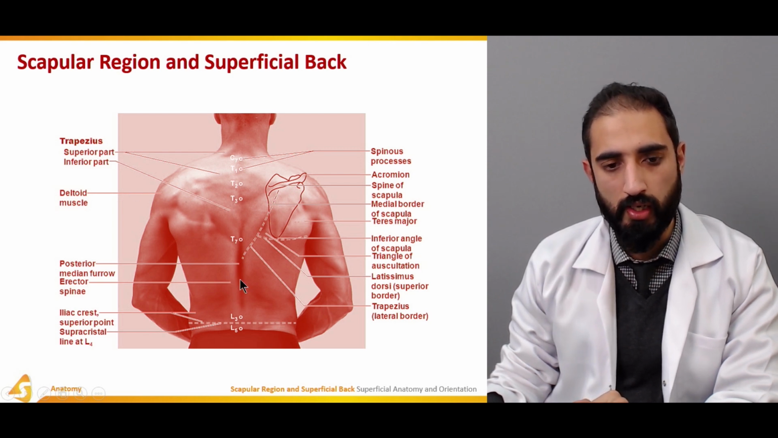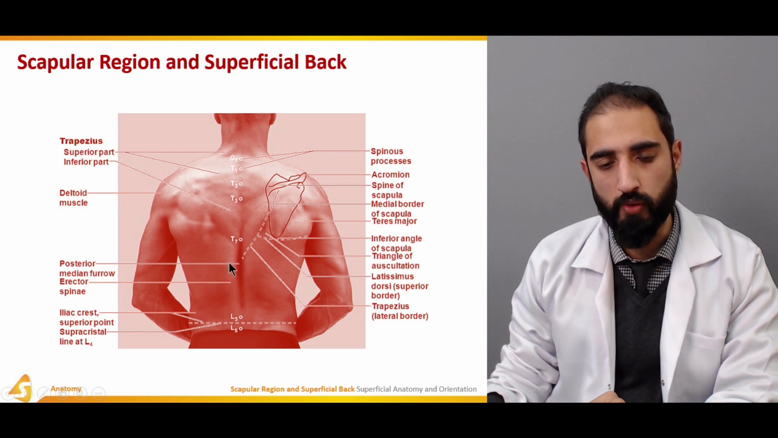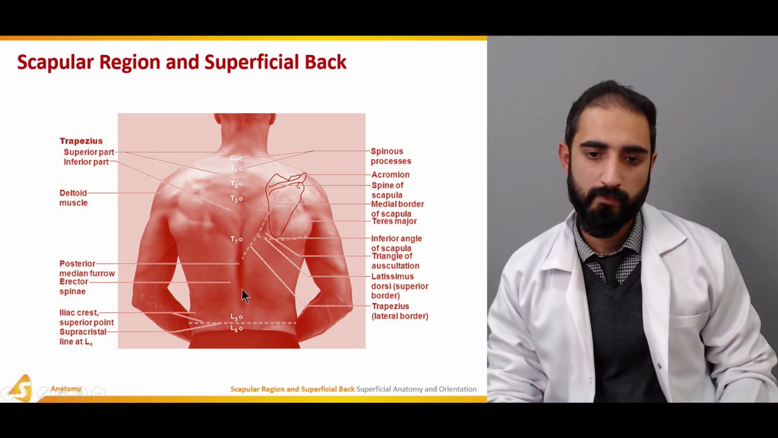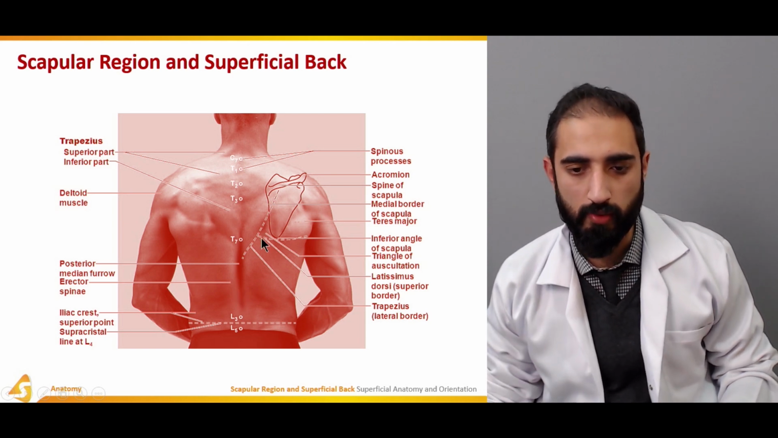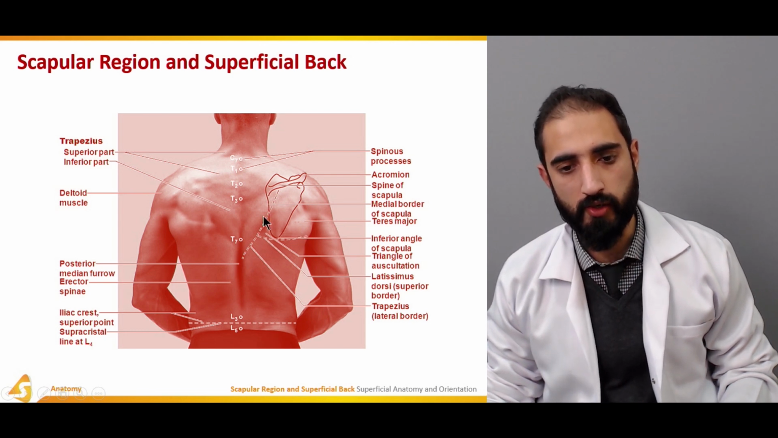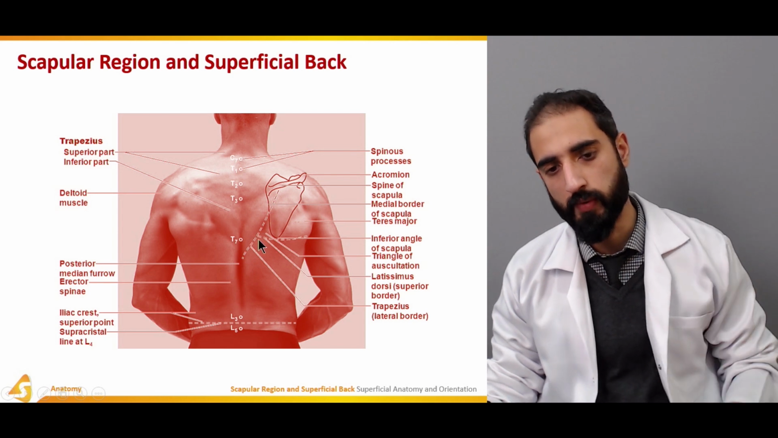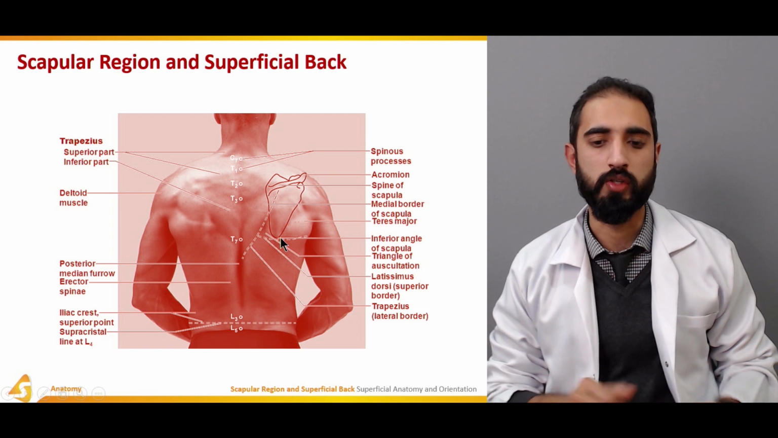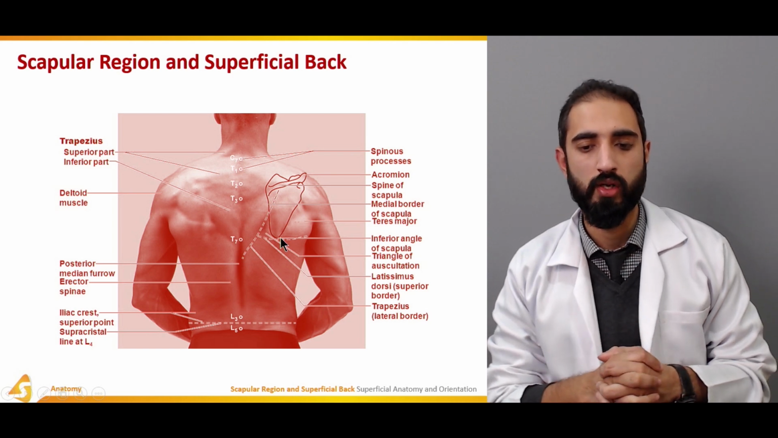And this is the posterior median furrow, which I was talking about. Because of the greater bulk of the erector spinae on both sides, this furrow is created. And here we can see this is the superior aspect or the superior border of the latissimus dorsi, and this is the lateral border of the trapezius or the inferior trapezius, which slightly overlaps the superior border of the latissimus dorsi and also hides the rhomboid major.